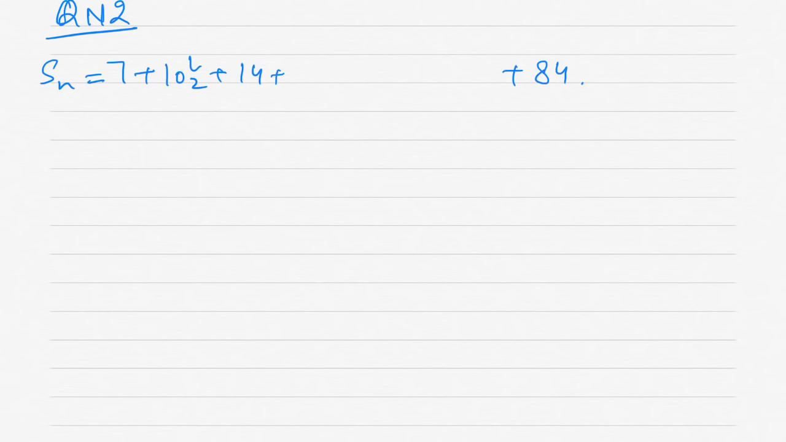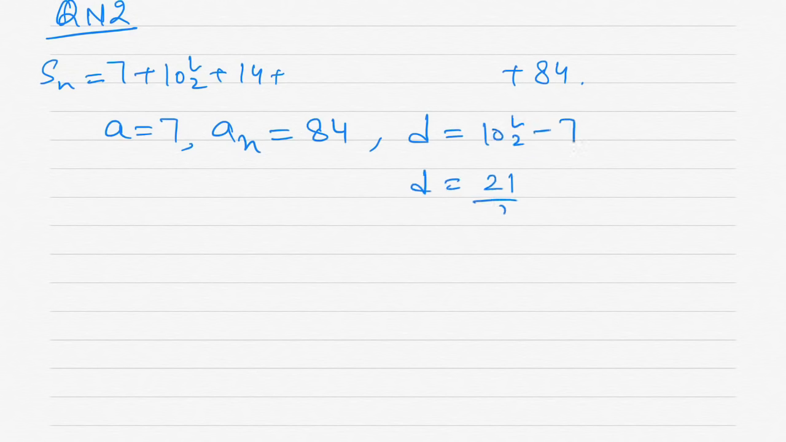Now, question number 2 is find the sum of n terms where the series is given as 7 plus 10 and a half plus 14 plus so on, plus the last term is 84. Now, from the given series, the first term is 7, the last term is 84, which is an. The common difference is the second term minus the first term. So the common difference is 10 and a half minus 7. So 21 by 2 minus 7. So it is equal to 7 by 2. So 7 by 2 is the common difference.